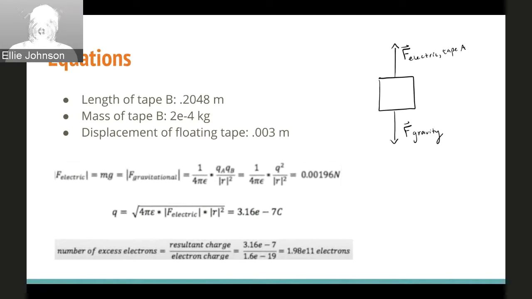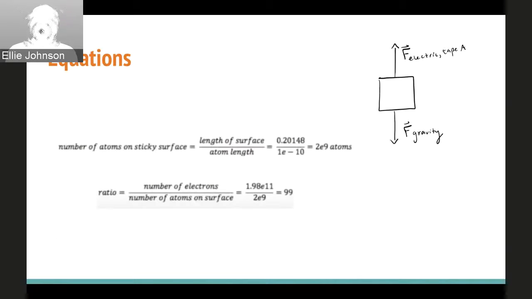These are some of the equations that I used to calculate the previous numbers, and also a free body diagram demonstrating the equal and opposite forces of the electrostatic force from tape A and gravity on tape B, which created an equilibrium state. I also used these two equations to calculate the number of atoms on the sticky surface and the ratio of the number of electrons to these number of atoms.